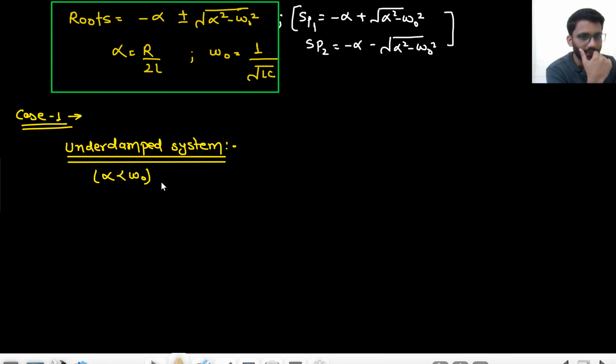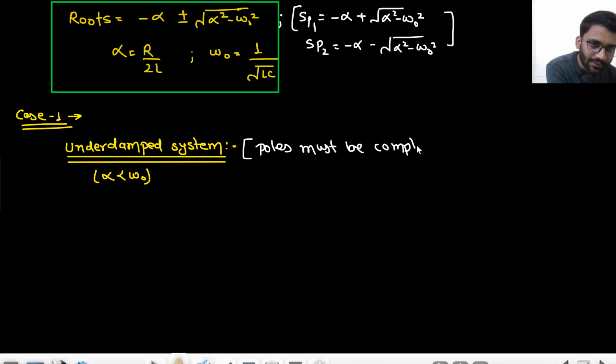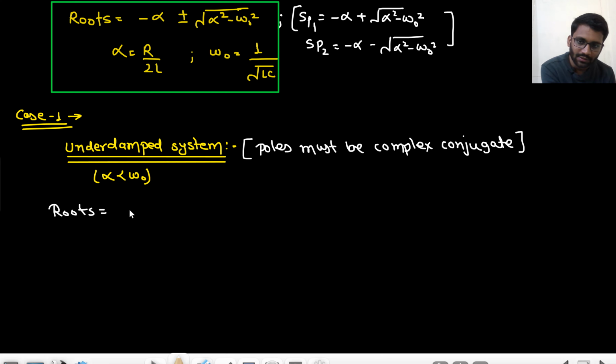Now I am asking, you need an underdamped response. For underdamped response, what is the condition? Poles must be complex and conjugate. That means alpha should be less than omega naught, right? That means this part would be imaginary. So what are the roots? Minus alpha plus minus root of alpha squared minus omega naught squared. Now this part is less than 0, so what I can do? I can write it something like this.